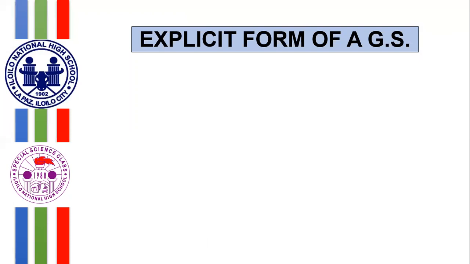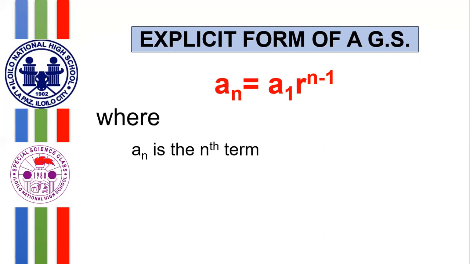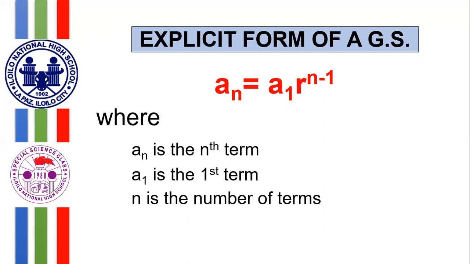Let's review. Based on the last video, I discussed with you the explicit form of a geometric sequence. That is, a sub n is equal to a sub 1 times r raised to n minus 1, where a sub n here is the nth term, a sub 1 is the first term, n is the number of terms, and r is the common ratio. And note, this is true if you have geometric sequences.